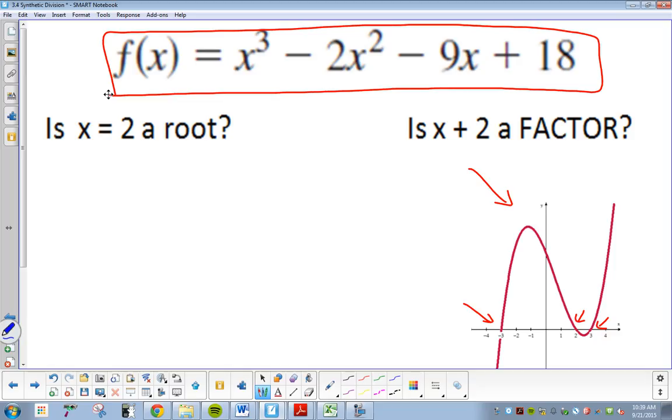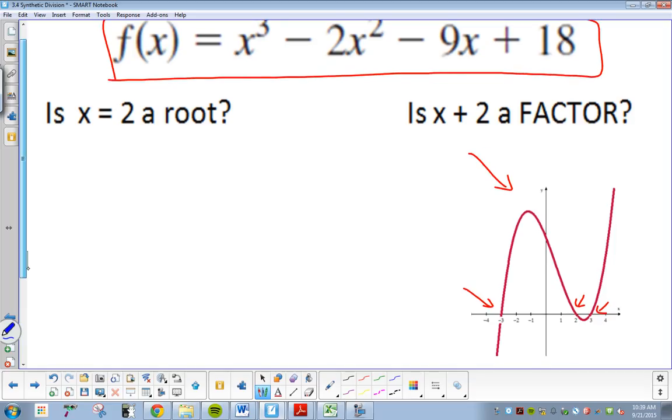Okay, so the way we're going to do that today is something called synthetic division. You've done it before. It's really not that fancy. It looks way fancier than it is. All we are doing in this problem, if we are trying to find if x equals 2 is a root, technically all we are doing is plugging in 2 and seeing if we get 0. If we get 0, it's yep. If not, it's no. But we're going to use a method to help us figure that out.